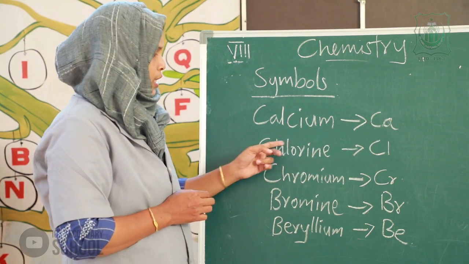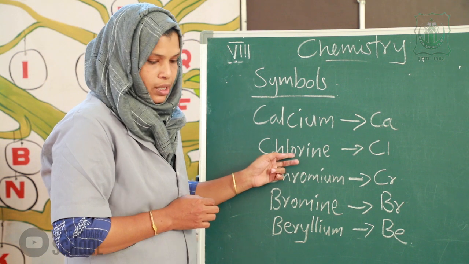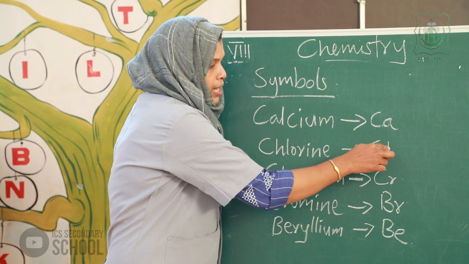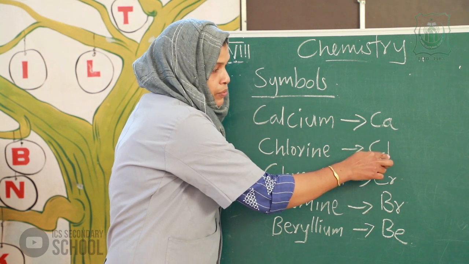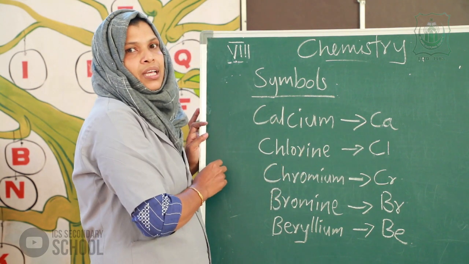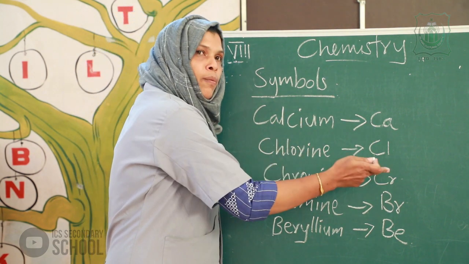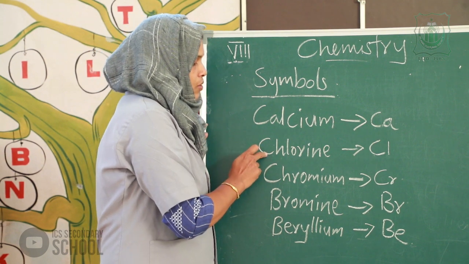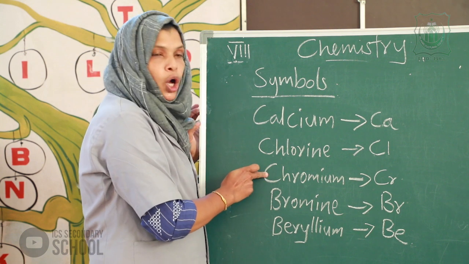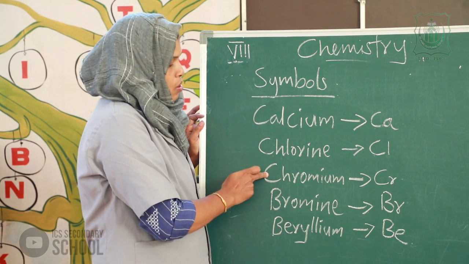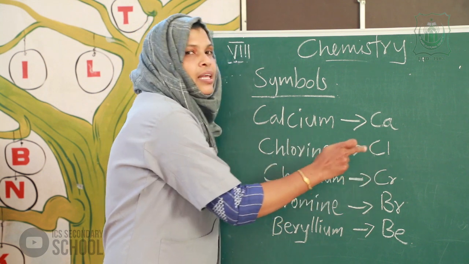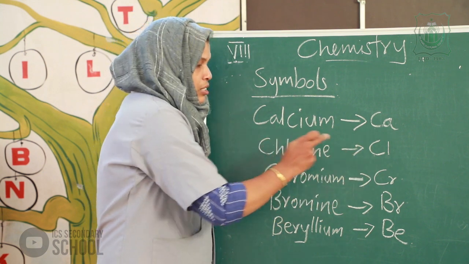Then next, chlorine. First is a capital letter, and for the second we can use the second or a prominent letter. Here we use C and L for the symbol of chlorine. Next one, chromium. Chromium also we use the prominent letter. First is a capital letter, then use the prominent letter R.